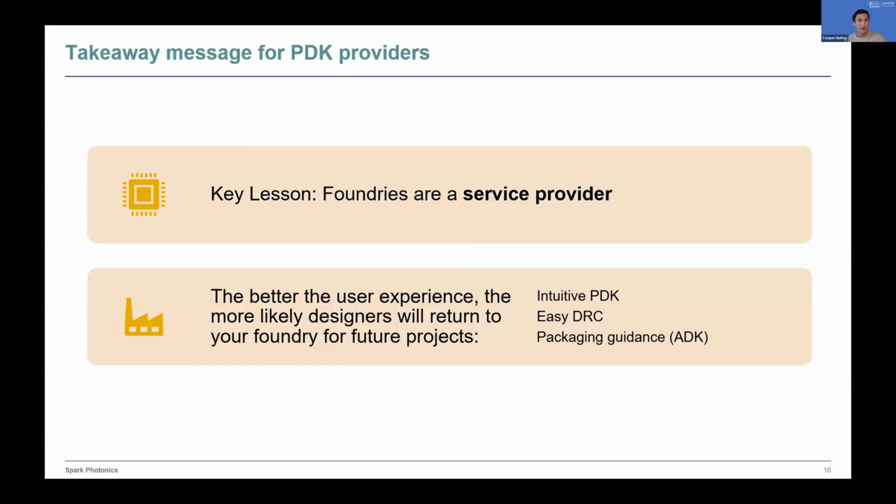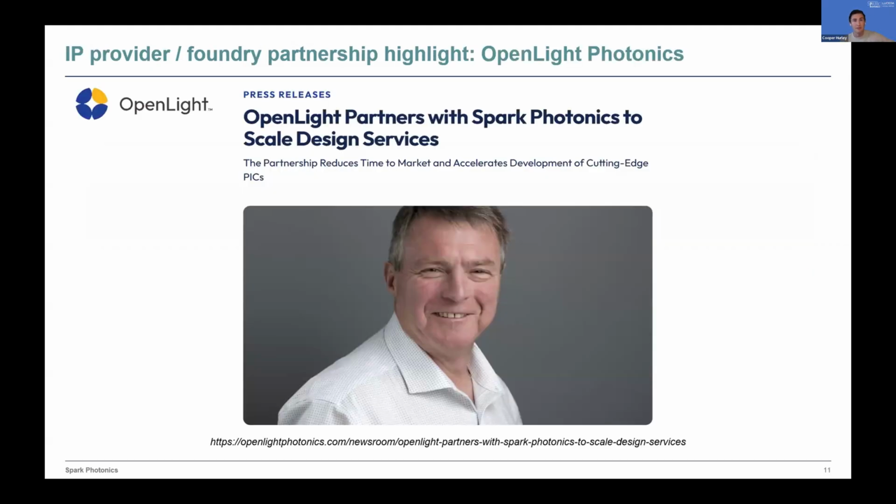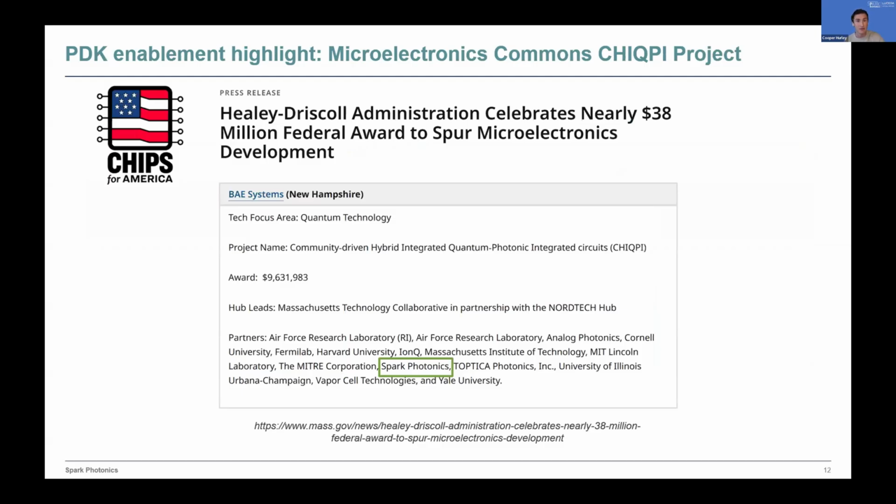So in summary, foundries are a service provider. You may be working to develop a specific process and sell that process, but the customers are in essence purchasing an experience from you. The better the experience, the more likely these designers will return to your foundry for future projects. And easy ways to improve this experience are offering an intuitive PDK, easy DRC, and packaging guidance. And then here's an example of an IP provider and foundry partner that we help support, OpenLight. And here's an example of a PDK enablement project that Spark led this past year with CHIPS Act.